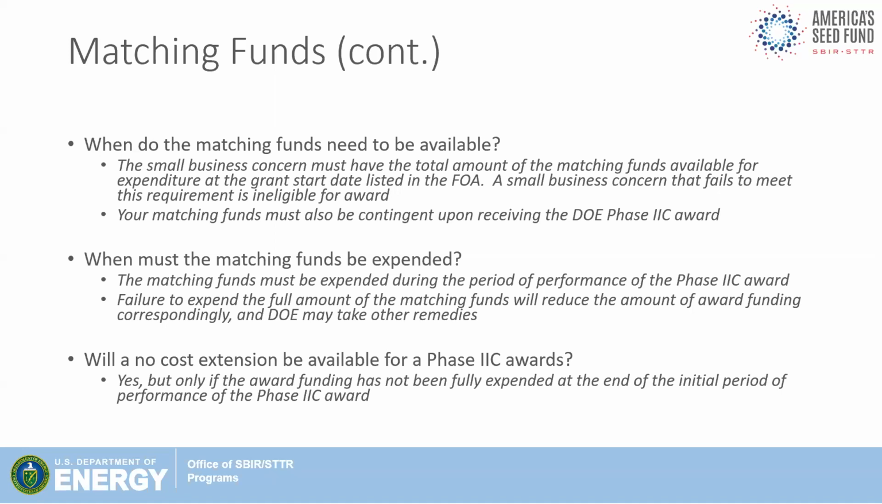Now, keep in mind, because this does require a minimum of 1-to-1 matching, if you don't spend those matching funds during your award period, but you spend the full amount of the DOE award, DOE can actually request to return the money that you didn't match. So make sure you spend the matching funds in parallel with the funds you are getting from DOE. And if you want a no-cost extension, you can do that as long as you didn't fully expend all your DOE funds.